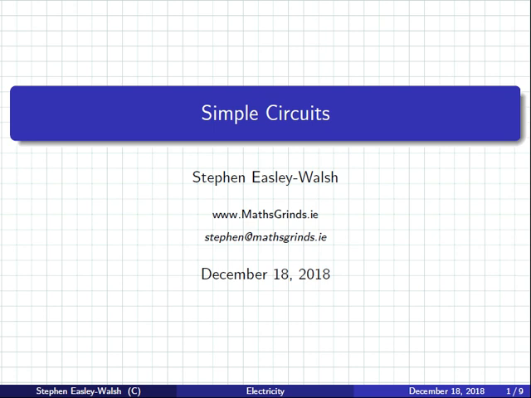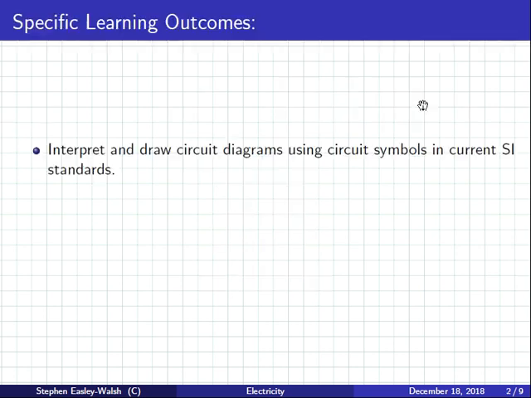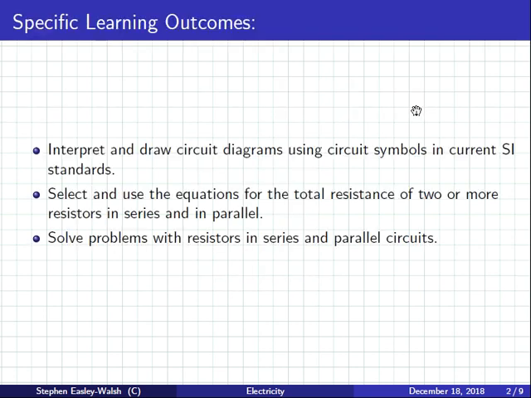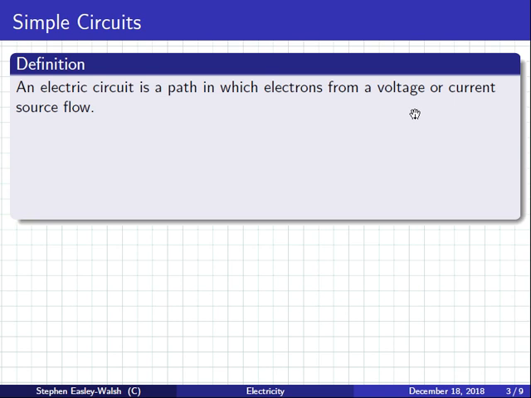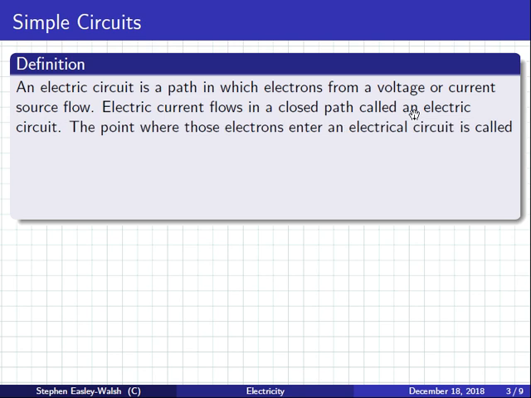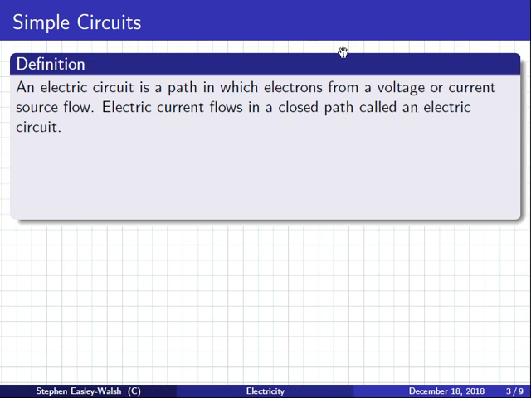Okay. So, a couple of things to do. An electric circuit is a path in which electrons flow from a voltage source, and they flow in a closed path called a circuit. Now, Khalifa, how come you're late? Come on. So, I just need you to write the first two sentences down.